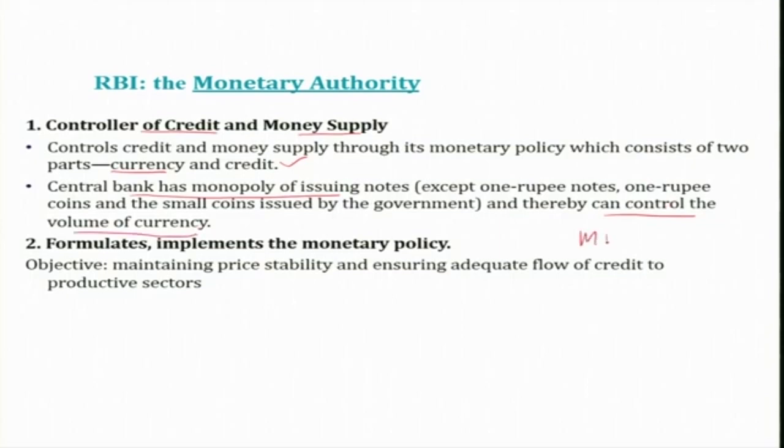And you also know that the monetary base is C plus R, and C is the currency; here the central bank has more control over C by printing or issuing new currency into the system. And it also formulates and implements the monetary policy. So the objective here is maintaining price stability and ensuring adequate flow of credit to productive sectors. Keeping that in mind, the Reserve Bank formulates and implements monetary policy.